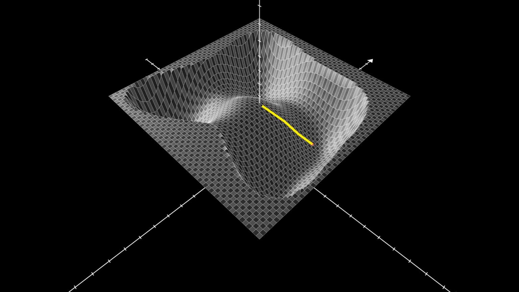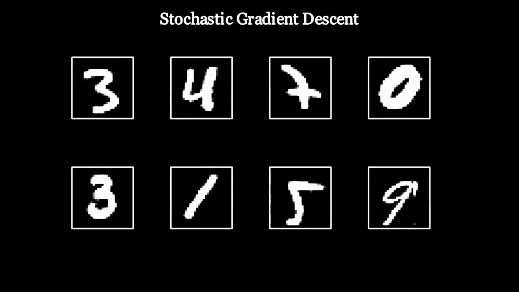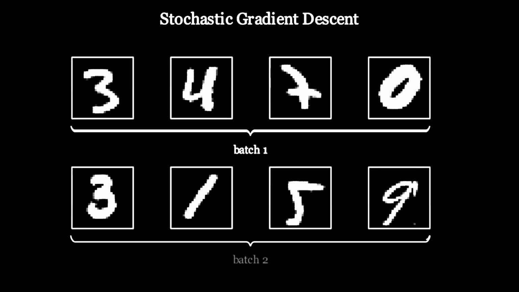Doing this on the entire dataset at once would be too slow, so instead we use stochastic gradient descent. It works on small batches of random data, say 100 images, figuring out the correct adjustments to each of the weights for each image, summing them and then applying them to the network. It's noisy but surprisingly effective.